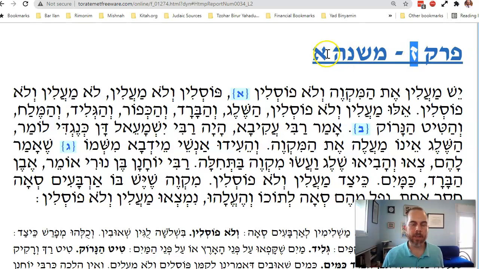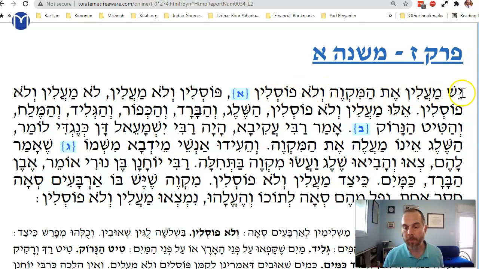Mikvaot Perek Zayin, Mishnah Aleph. First Mishnah of the 7th chapter of Masechet Mikvaot. The Mishnah is going to talk about what types of water, what kind of liquids, you can add to the mikveh that are going to either contribute or detract from the waters of the mikveh. Says the Mishnah, Yesh ma'alin et mikveh v'lo poslim.